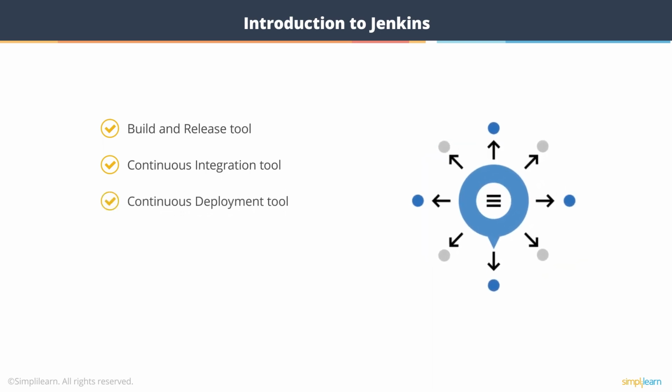Jenkins is also used as a continuous deployment tool. It allows you to push your code. In other words, every time you do a commit, it allows you to push it to production through a series of quality gates and a lot of tests.